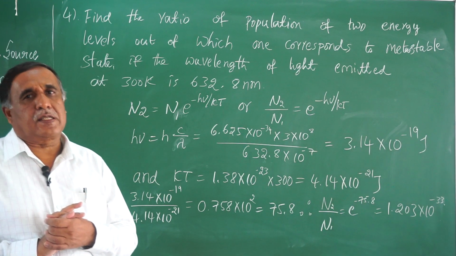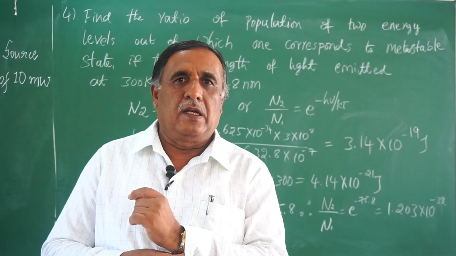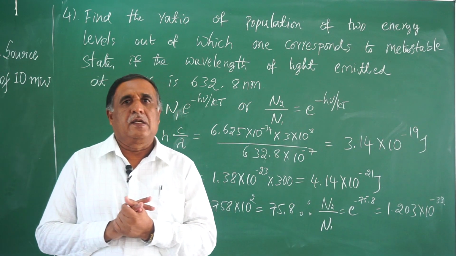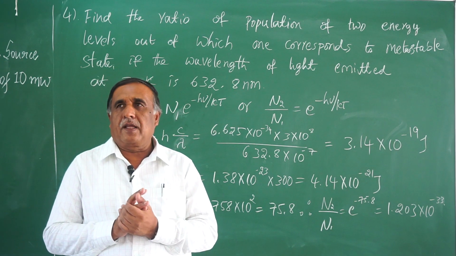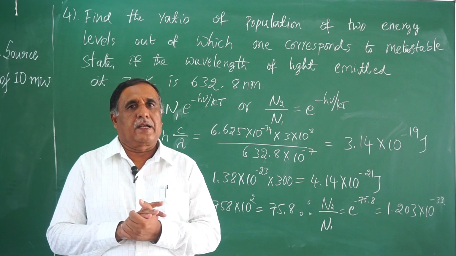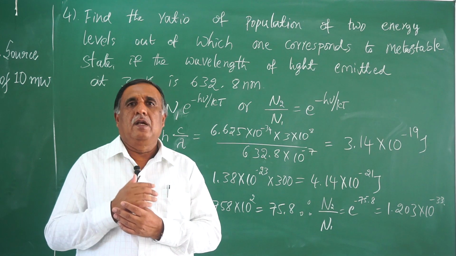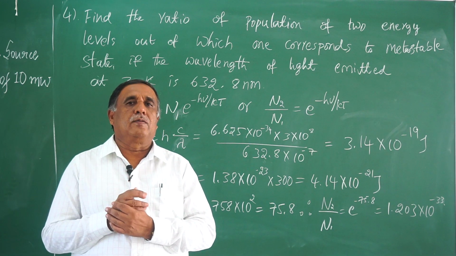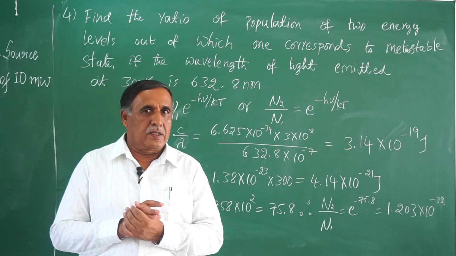Here, metastable state means what? It is a state in which atoms can stay relatively for a longer time. Here longer time means, of course, in milliseconds. Usually energy levels are unstable, that means atoms stay there for a short duration of the order of 10 raised to minus 8 second. But when you have an energy level where the atoms can stay for a time interval of about 10 raised to minus 3 seconds, it is said to be a metastable state.